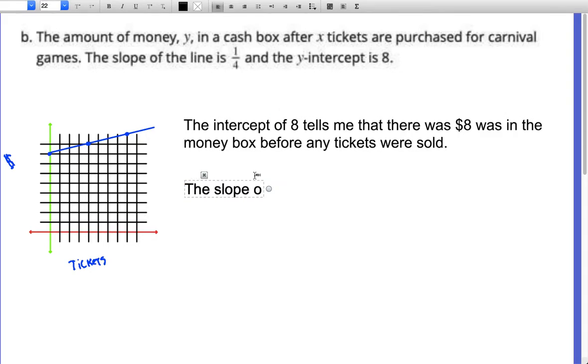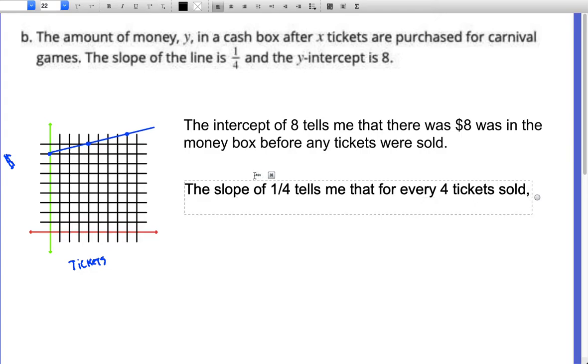The slope of 1/4 tells me that for every 4 tickets sold, $1 goes into the box. So every time I sell 4 tickets, my money goes up 1. 4 tickets, up $1. Okay? All right.